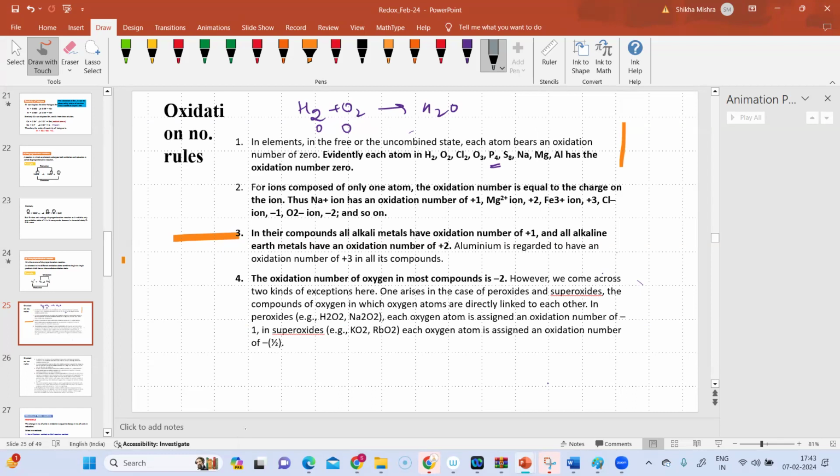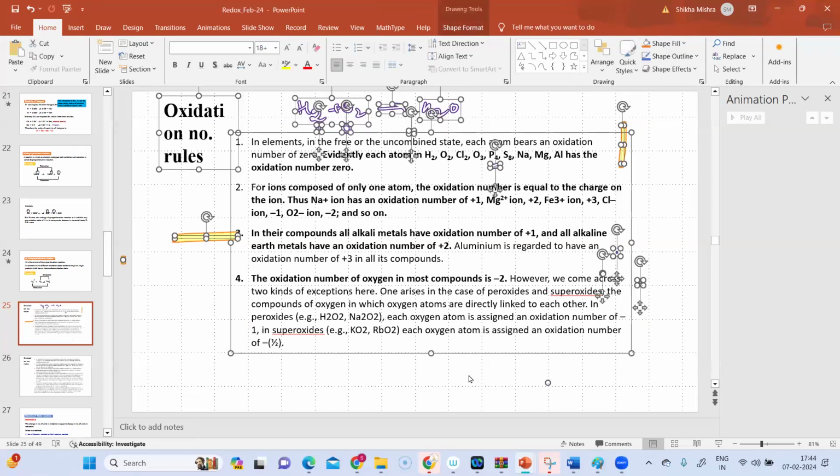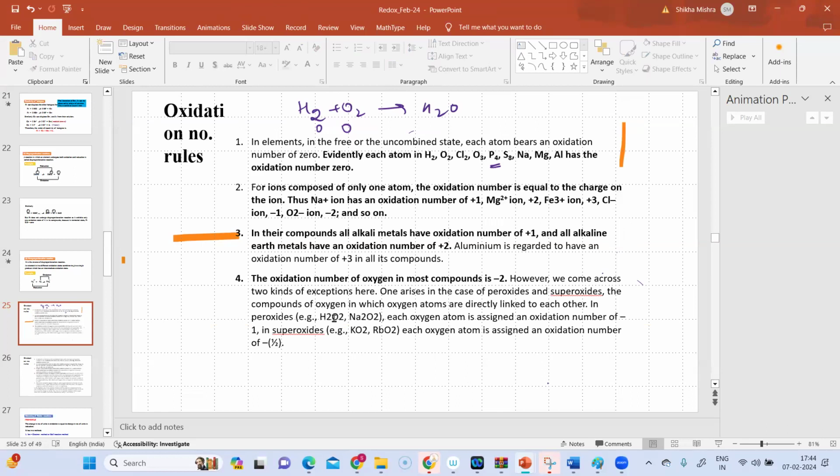There are exceptions for oxygen as well as hydrogen. So first of all, the basic rule says that the oxidation number of oxygen in general will be -2, except for the case when we talk about H2O2.